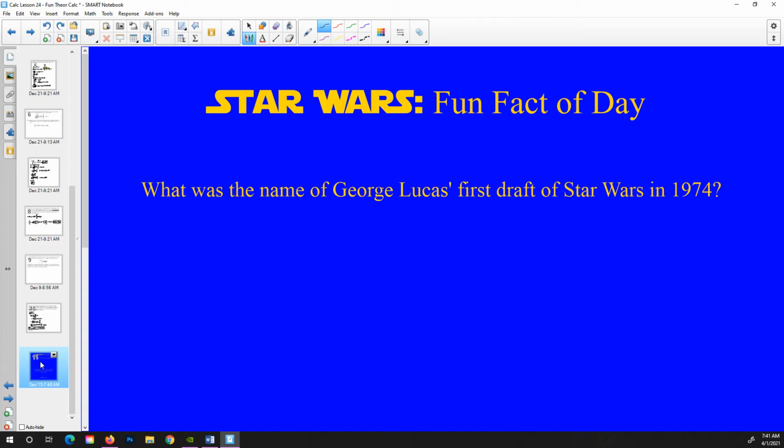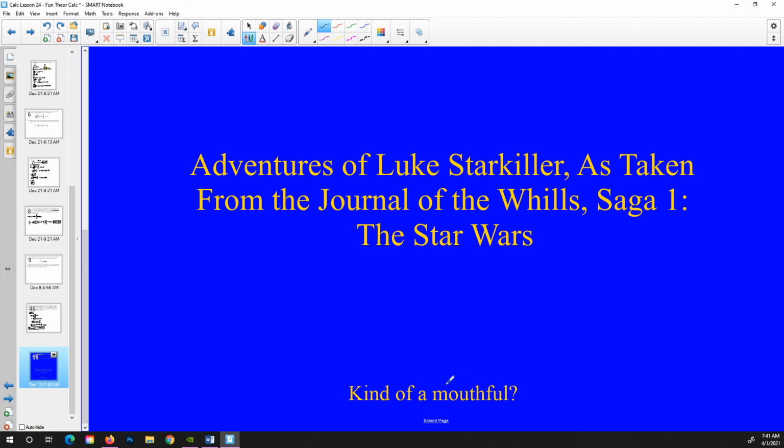So, the Star Wars fun fact of the day. What was the name of George Lucas' first draft of Star Wars in 1974? So his first draft, he named it The Adventures of Luke Starkiller, as taken from the Journal of the Whills, Saga 1, The Star Wars, which is kind of a mouthful. I'm glad he just shortened it to Star Wars. That's a little bit easier to take.